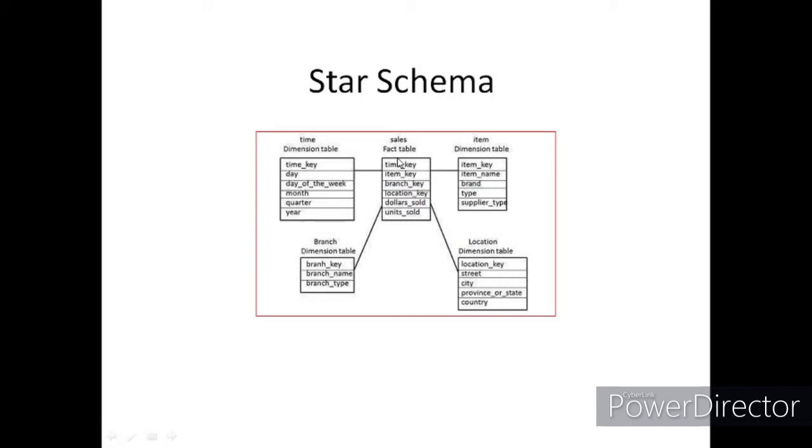It contains the key to each of the four dimensions. The fact table also contains the attributes, namely dollar sold and unit sold. Each dimension table references the fact table to measure values. The references between the dimension and fact tables are done by using a simple foreign key relationship.